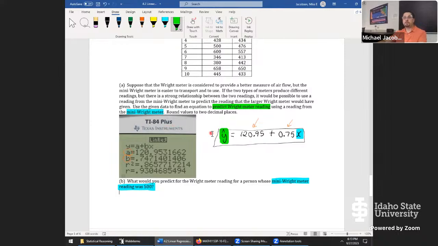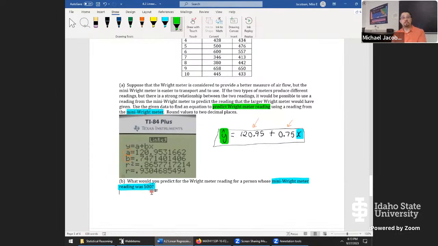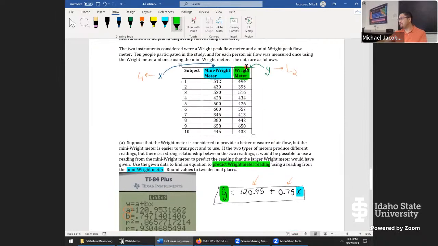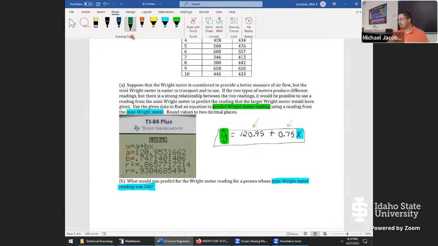So imagine you went to some remote place, you use your mini right meter, and someone tested at 500. But just to be a little bit more accurate, we're going to use this regression equation that relates the more accurate, heavier device and see what the more accurate value ought to have been. So it'd go like this. We take y hat, the predicted value, is 120.95 plus 0.75. We'll multiply this by x, and they supplied us the x value of 500 for the mini right meter. So 500 would go right inside here.